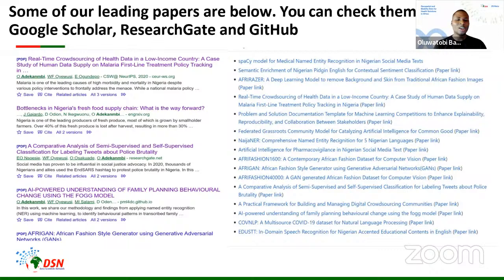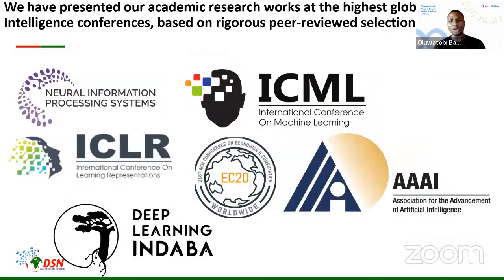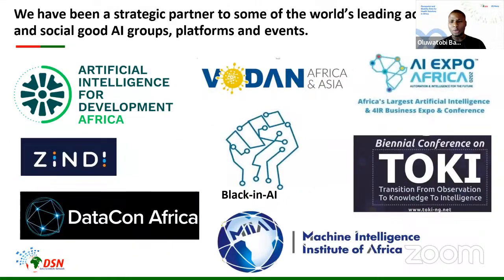Like I mentioned before, if you want to access our open data, these things that are publicly available, you want to see what we've really done, I'm sure our colleagues are also dropping some links in the chat. We've presented our academic and research works at the highest global artificial intelligence conferences based on rigorous peer-reviewed selection processes. So it's not because we're friends with them, it's not because we know them, it's because we've done the work and it's transparent all through.